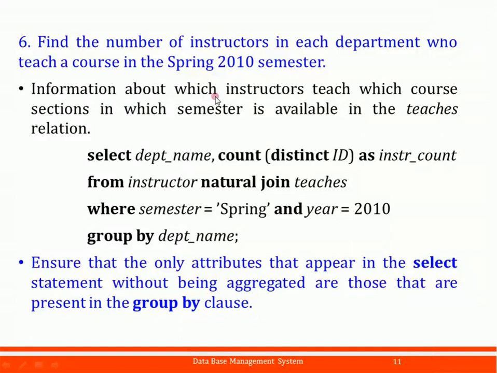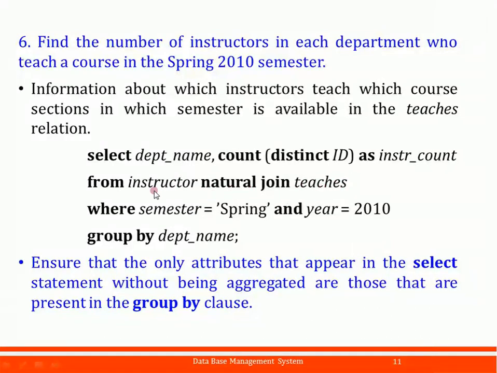Information about which instructor teaches which course sections in which semester is available in the teachers relation. So we have used the teachers relation. We have already discussed the relational algebra operations, where you had the join operation. This join operation first combines the instructor table and the teachers table based on the ID. The teacher ID will be in the instructor table and also in the teachers table.